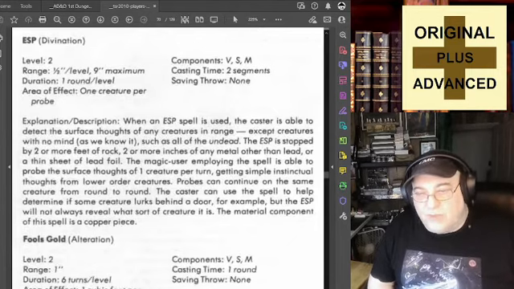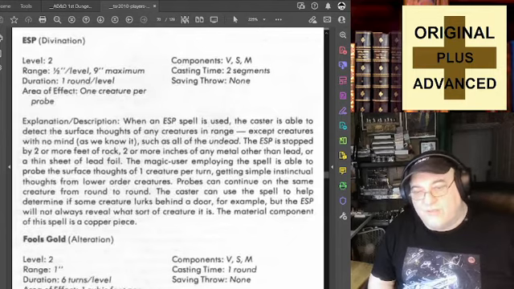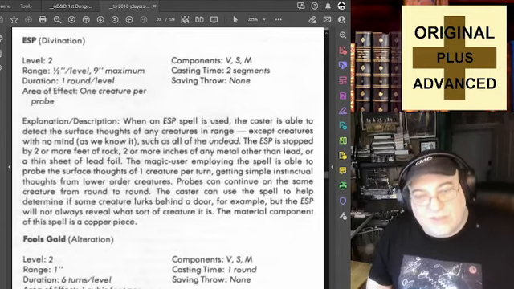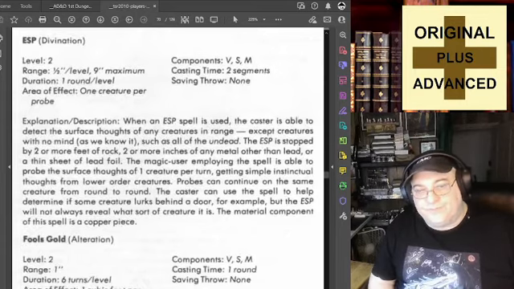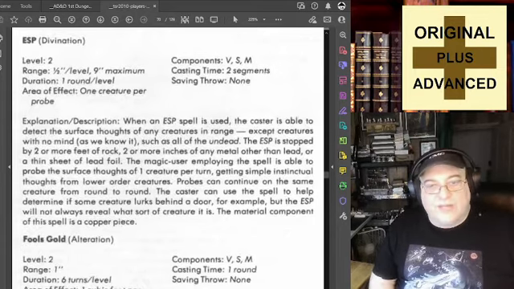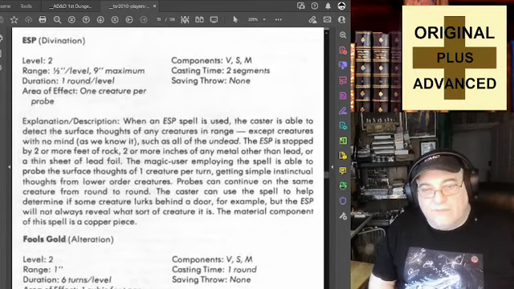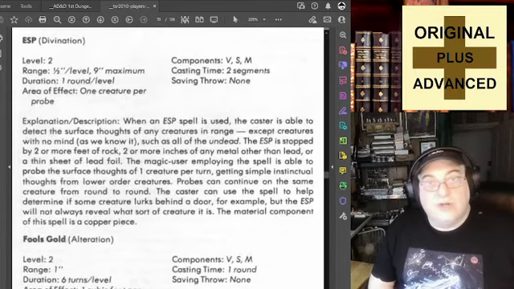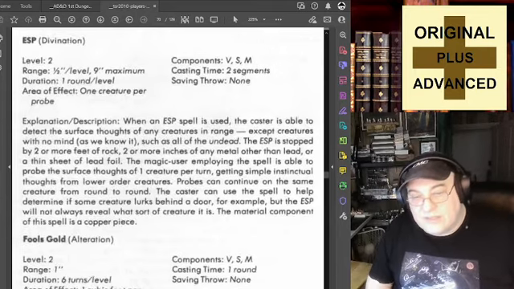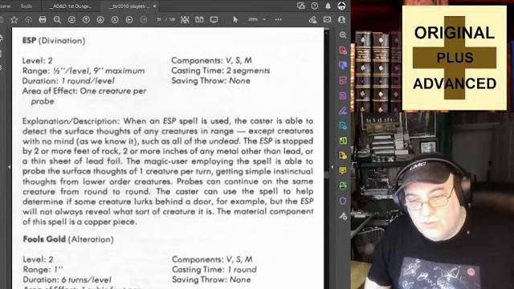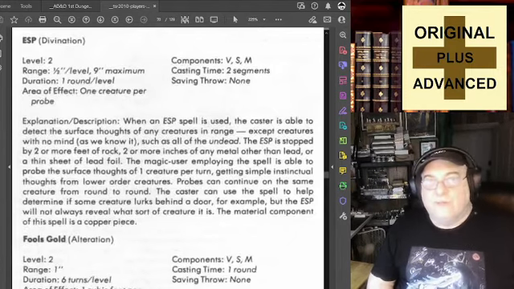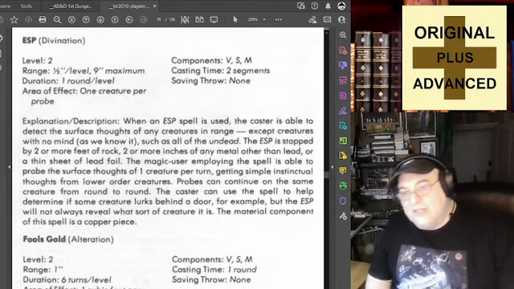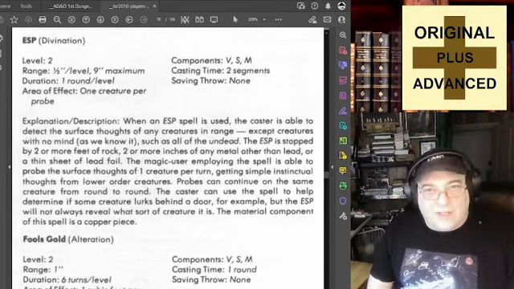The magic user employing the spell is able to probe the surface thoughts of one creature per turn. So it's 1 round per level. If you're 10th level, that's a full turn. If you're 20th level, you get 2 turns, so you can switch from one to another, for instance. I would say if you're 11th level, the first turn's all focused on one because it's one per turn here. It says, well, let's continue. And you can make that call anyway.